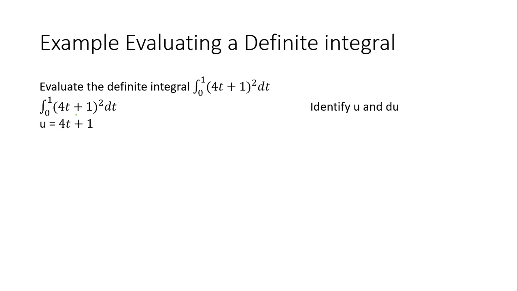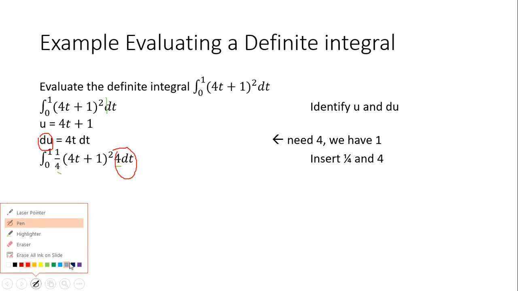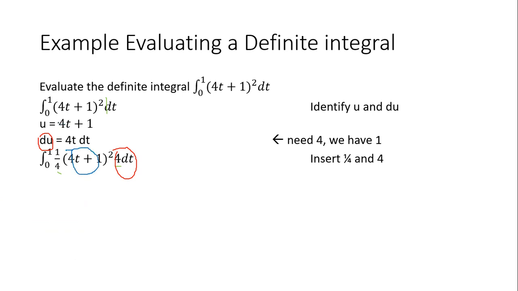So I identify u and I identify du. So u is 4t plus 1, and then du is going to be 4 dt. So that means I need a 4, and I have 1. So remember, there's a 1 here always. So that means I need to insert a 1/4 and a 4. Okay, so it's the same way that I did it when I had an indefinite integral. I inserted a 1/4 and I inserted a 4 here. Okay, so now I can see a little better that I have my du. Okay, and then I also have my u present.